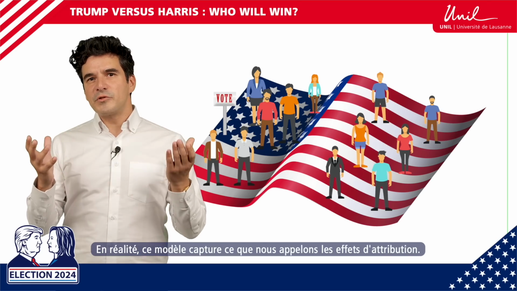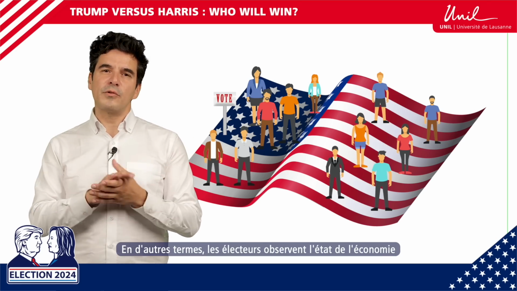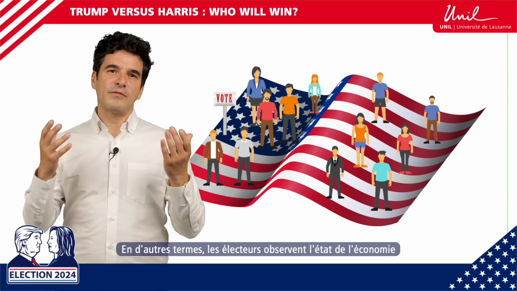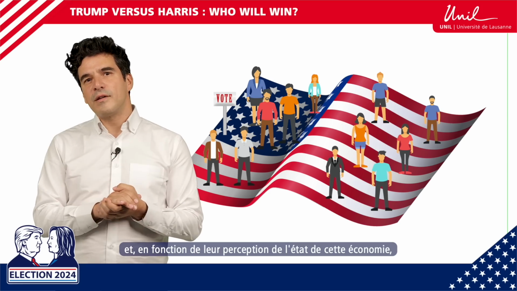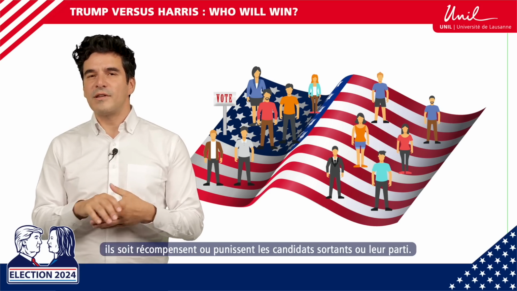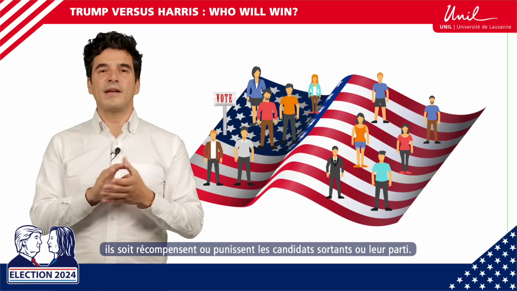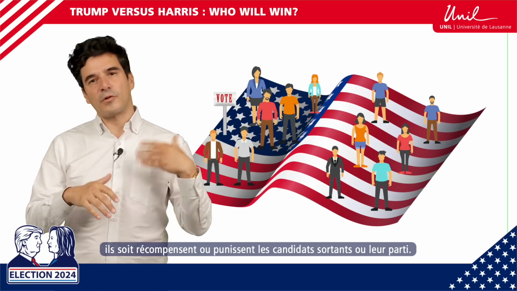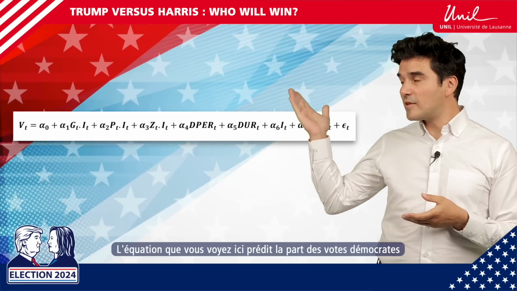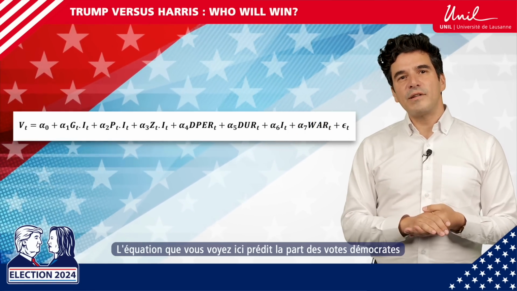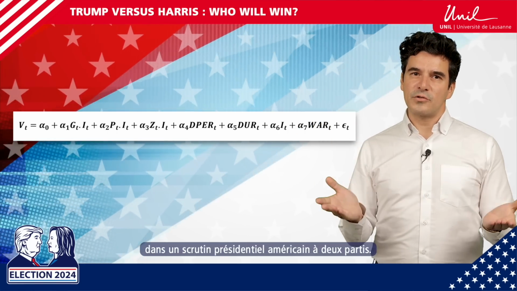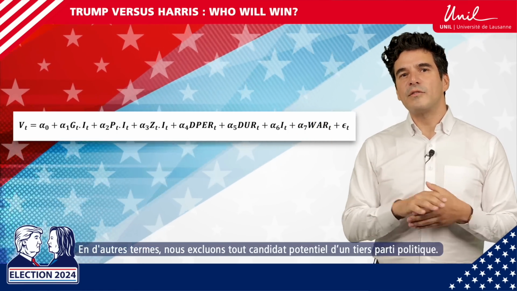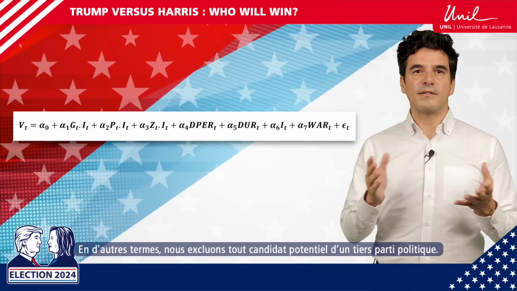This model really captures what we call attributional effects. In other words, voters observe the state of the economy, and dependent on their perception of how well the economy is doing, they either reward the incumbent candidate or his or her party, or punish the incumbent candidate or his or her party. The equation you see here predicts the democratic vote share of a two-party US presidential vote. In other words, we exclude any potential third-party candidates.